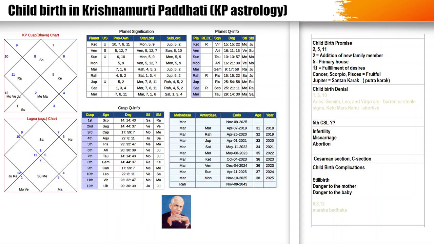And then 11th is the fulfillment of desires. 11th house is also a house of physical affinity for the couple. And the fruitful signs are Cancer, Scorpio and Pisces. This is important because when you are analyzing childbirth in Krishnamurti Paddhati, you have to remember the fruitful signs and the barren signs. So the fruitful signs are Cancer, Scorpio and Pisces.